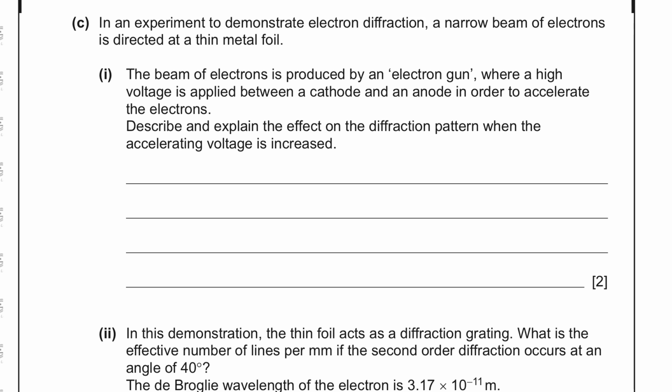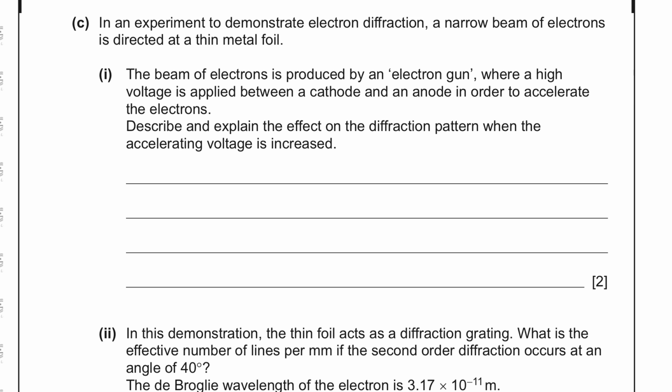C, in an experiment to demonstrate electron diffraction, a narrow beam of electrons is directed at a thin metal foil. Part 1, the beam of electrons is produced by an electron gun where a high voltage is applied between a cathode and an anode in order to accelerate the electrons. Describe and explain the effect on the diffraction pattern when the accelerating voltage is increased.